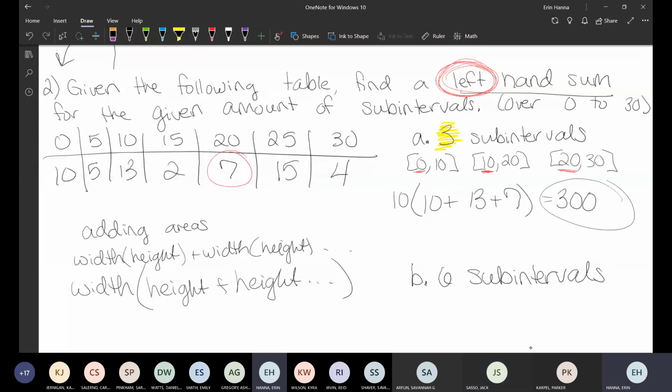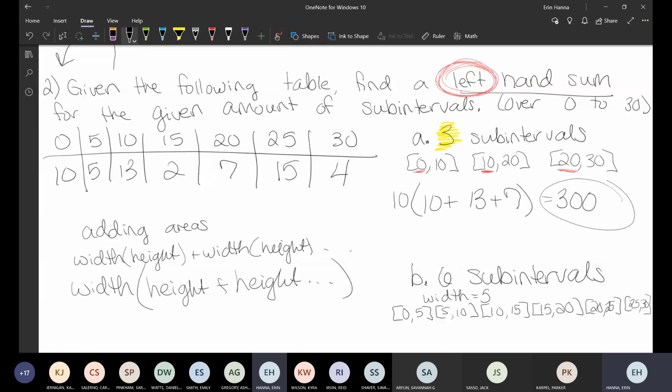So 6 subintervals. What's the width of all of our intervals? We're going from 0 to 30, so a total distance of 30 divided by 6 pieces means the width in each case is going to be 5. So we're going from 0 to 5, 5 to 10, 10 to 15, 15 to 20, 20 to 25, and 25 to 30. I personally wouldn't write these out, but I'll write them out just in case someone likes them.